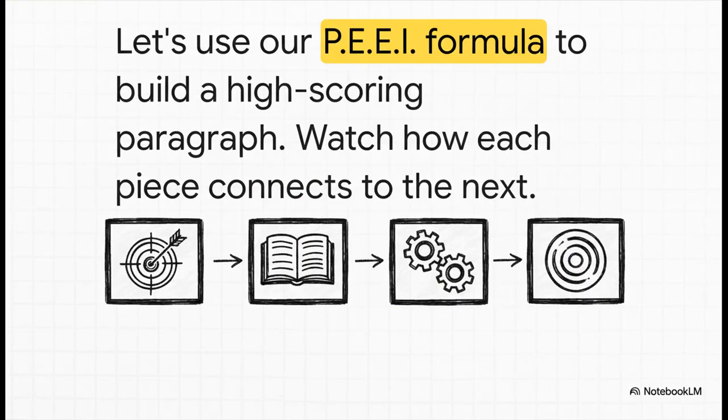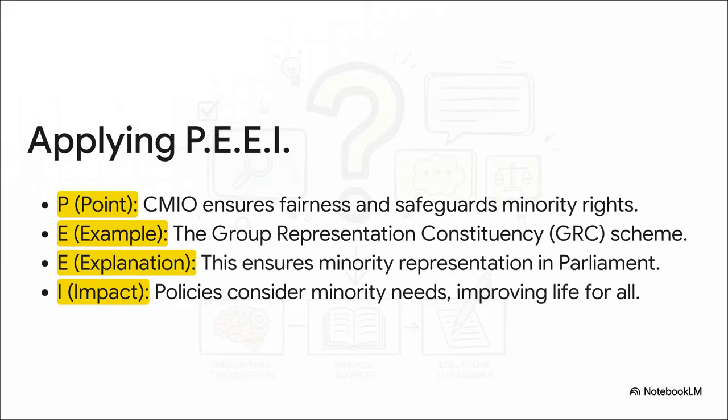Okay, time to put PEEI into action. Let's build a top-tier paragraph for this question, step by step. Just watch how neatly all the pieces lock into place. See how that works? It's so clean. Your point is crystal clear. CMIO protects minority rights. Your example isn't vague, it's specific, the GRC scheme.